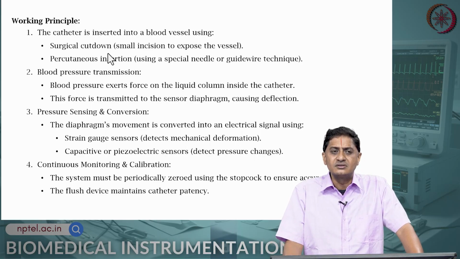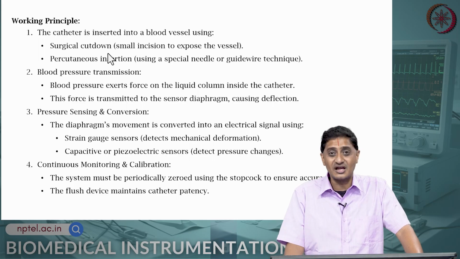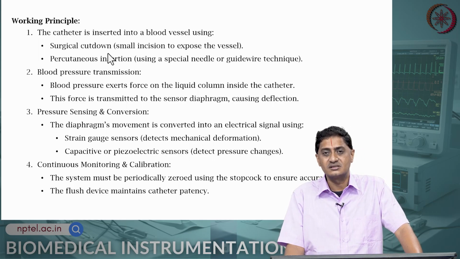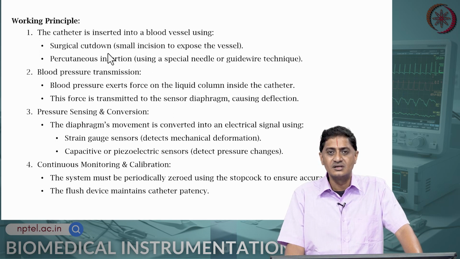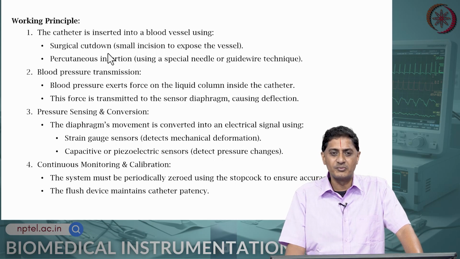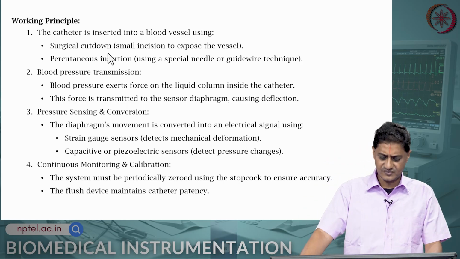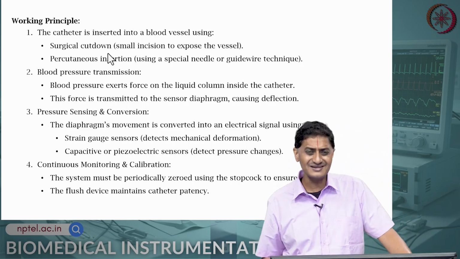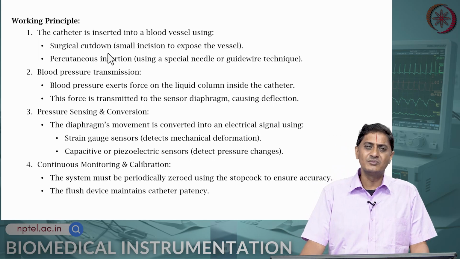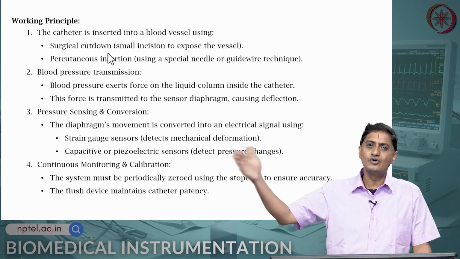It is quite useful in monitoring for long time, continuous monitoring, and you can recalibrate quite often. You must recalibrate quite often actually, because there will be drift in this system. Also one more thing is to make sure that the flush device stays open, that is the flush device is used to make sure that the catheter remains open and patent. These are the principles. Make sure that the catheter is able to detect pressure on the outside end.